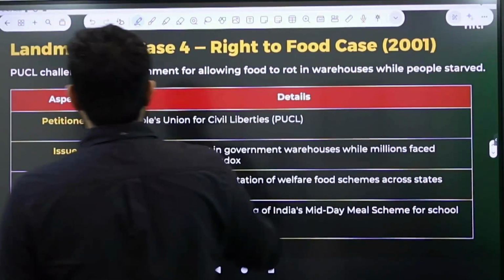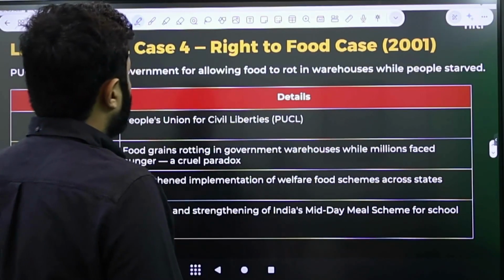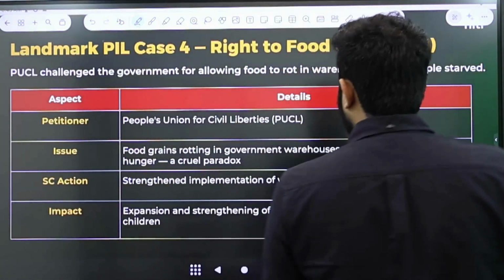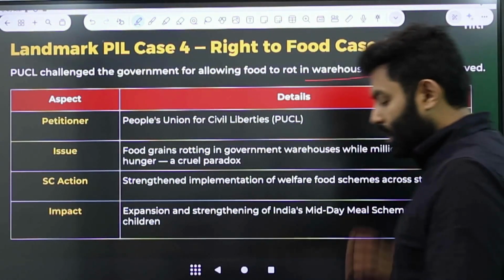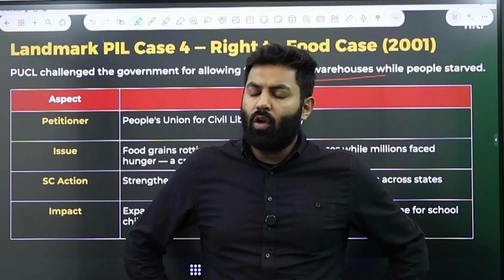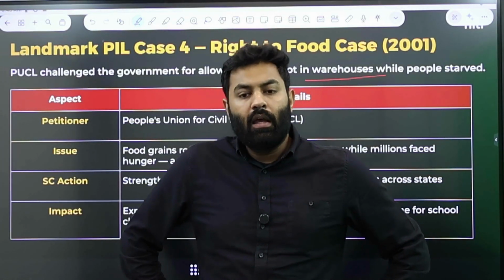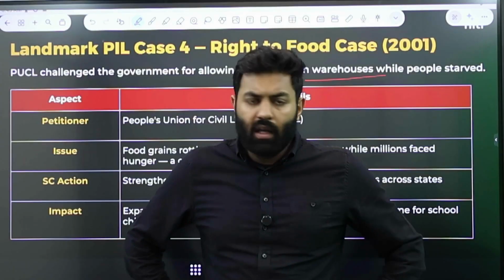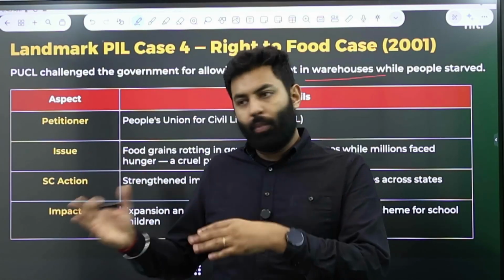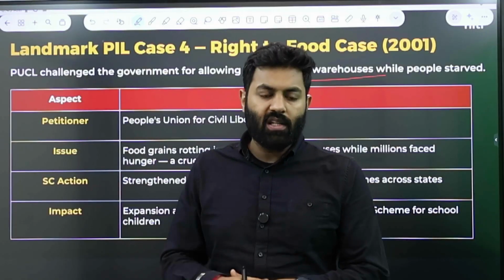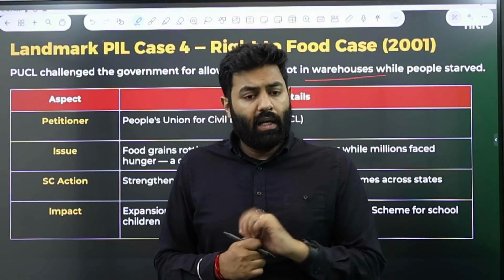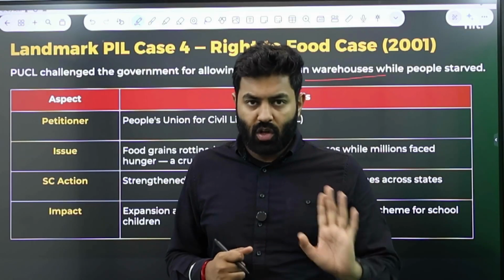The fourth landmark case was the right to food case, 2001, in which PUCL challenged the government for allowing food to rot in warehouses. So let's say the Food Corporation of India has its warehouses. After the agriculture season, the farmers sell their crop to the government in the APMC mandis. The government gets the crop and stores it in the Food Corporation of India godowns, right?